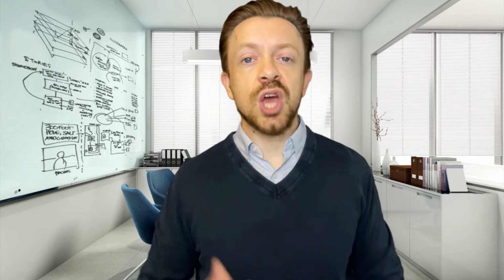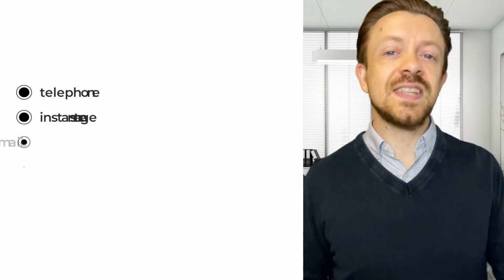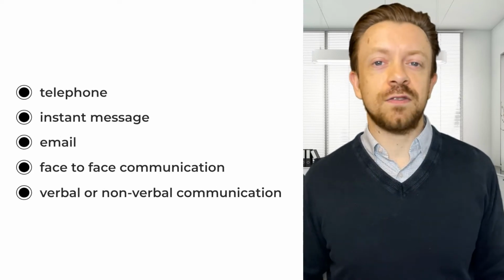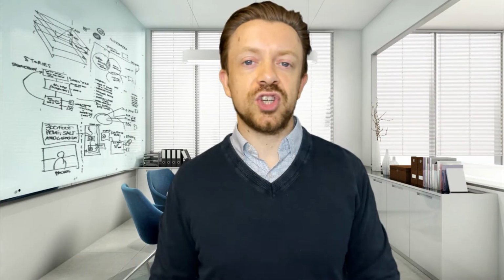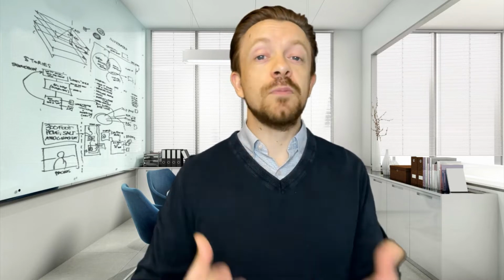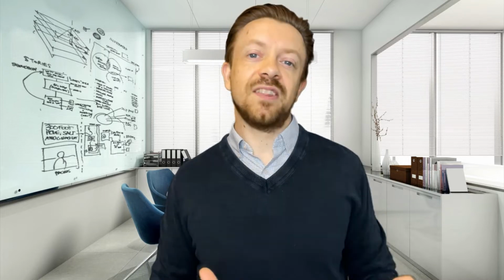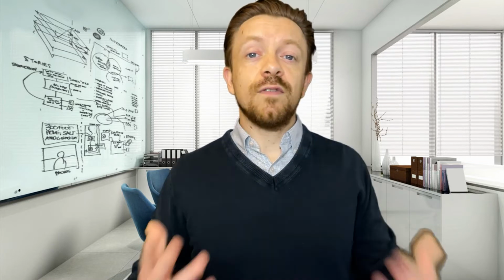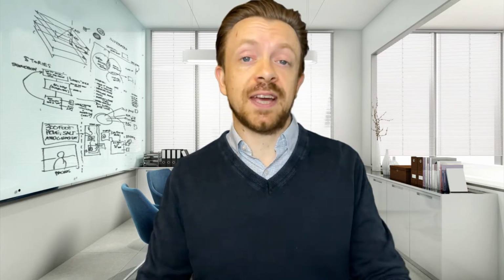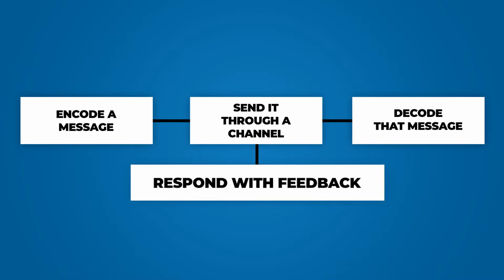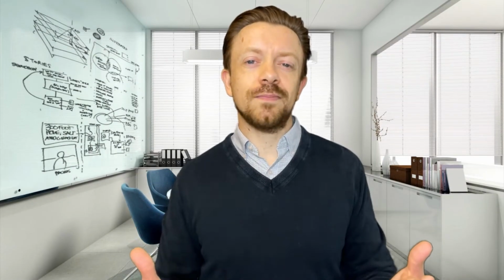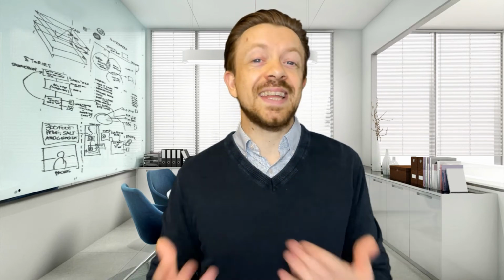Then, once we've encoded it, we need to send that message through a channel. That channel might be telephone, instant message, email, or face-to-face through verbal or non-verbal communication, and so on. As it's passed through that channel, it reaches the other person, and they must then decode it. They take the message we have communicated, and they interpret it into ideas in their head. Finally, they respond to us through feedback. Encode a message, send it through a channel, decode that message, and respond with feedback. Sounds simple, right? But there are so many things that can go wrong at each of those steps.